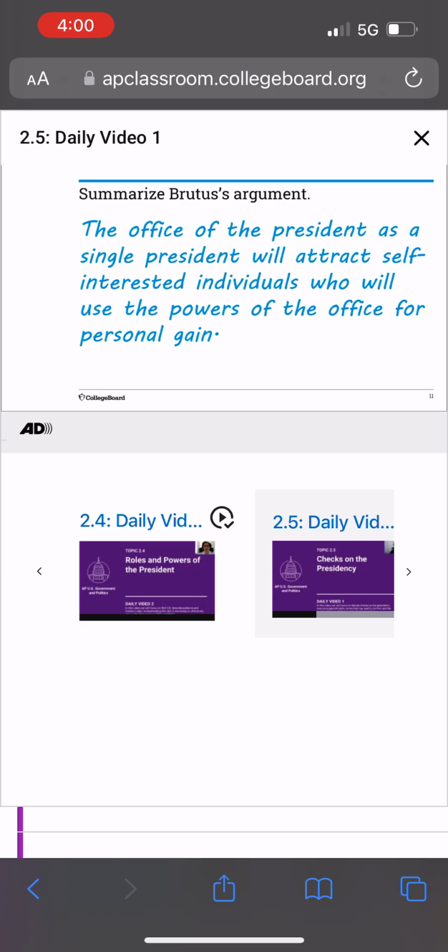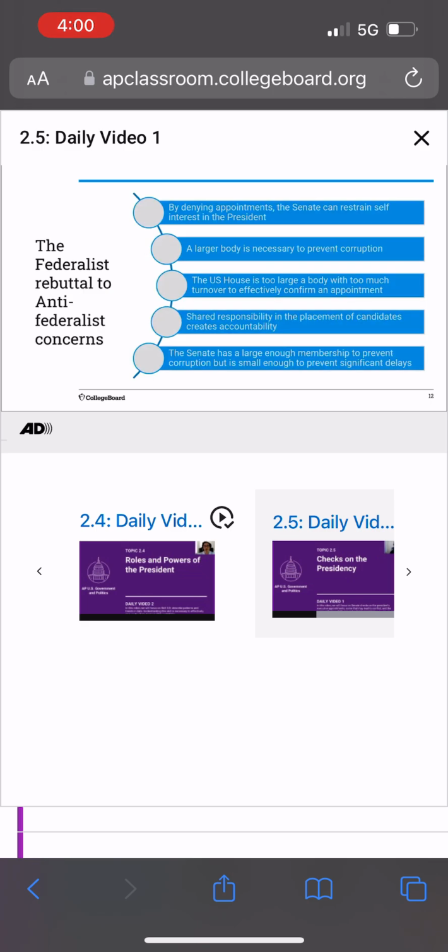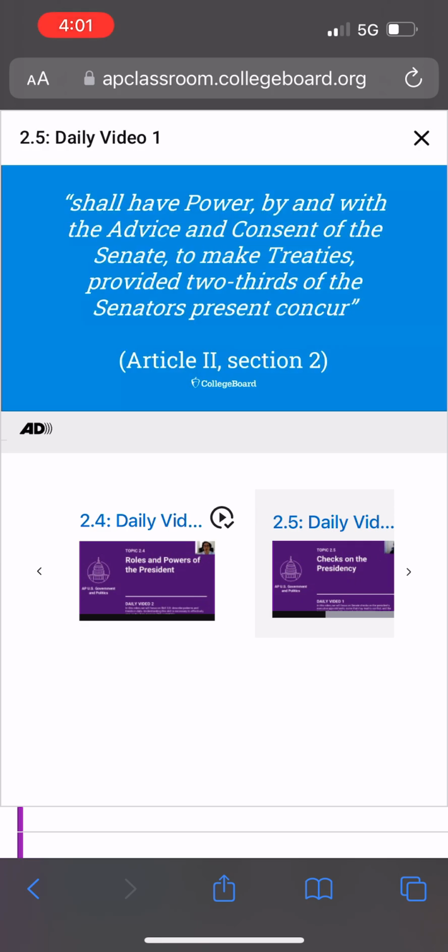And then we have the Federalist rebuttal to the anti-Federalist concern. I'm not going to talk about all of these, but essentially we end up with the Senate that is large enough in membership to prevent corruption, but small enough to prevent significant delays. There's concern about the House being too big, going to take too long. So we end up with the Senate as the appropriate body to be doing these confirmations and prevent any corruption that the anti-Federalists were concerned with. Here we had the power of the president related to treaties, which we're not talking about here.